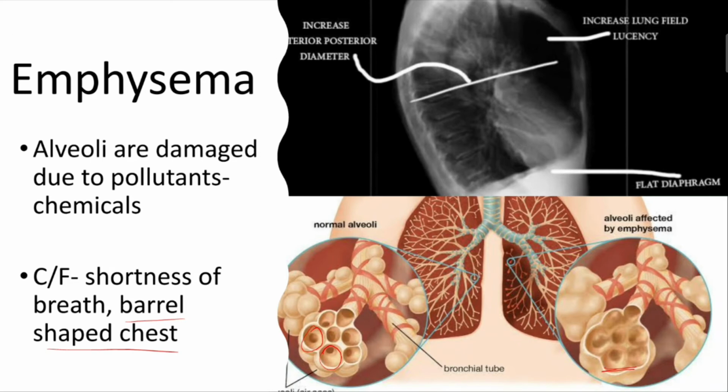In this chest X-ray, the radiological appearance, this is the lateral view. Here you can see the barrel shaped chest. There is increased anteroposterior diameter, there is flat diaphragm, and there is increased lung field lucency.